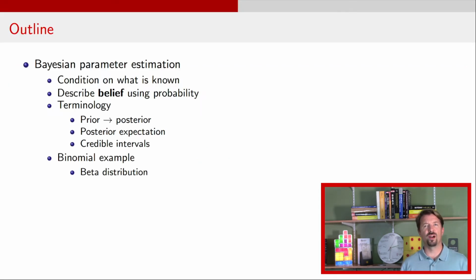Alright, so let me just give you a brief outline of what's going to happen, ideally in this video if we can contain it all in one, but certainly in this slide set. We're going to talk about Bayesian parameter estimation as an approach to inference where you condition on what is known, and you describe your belief about the unknown using the language of probability. We're going to introduce some terminology like turning a prior into a posterior, and talk about posterior expectations and credible intervals. Throughout the video, we're going to be talking through the binomial example where we have an unknown probability of success.